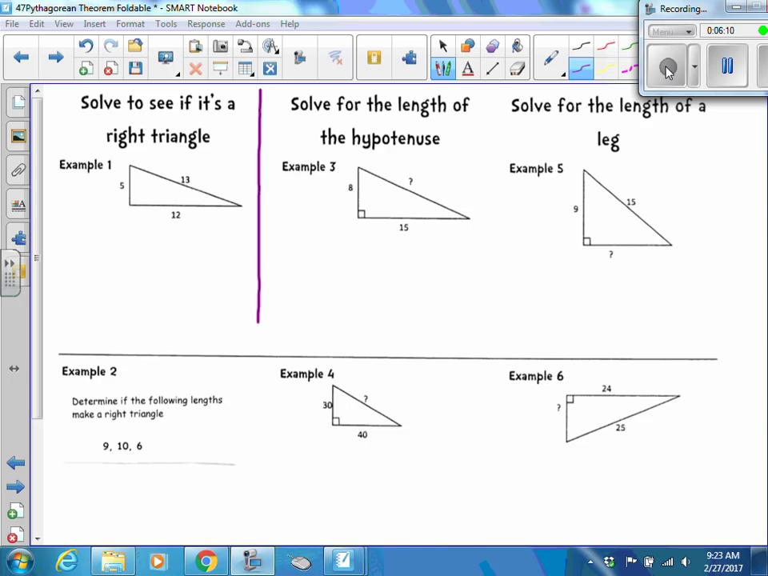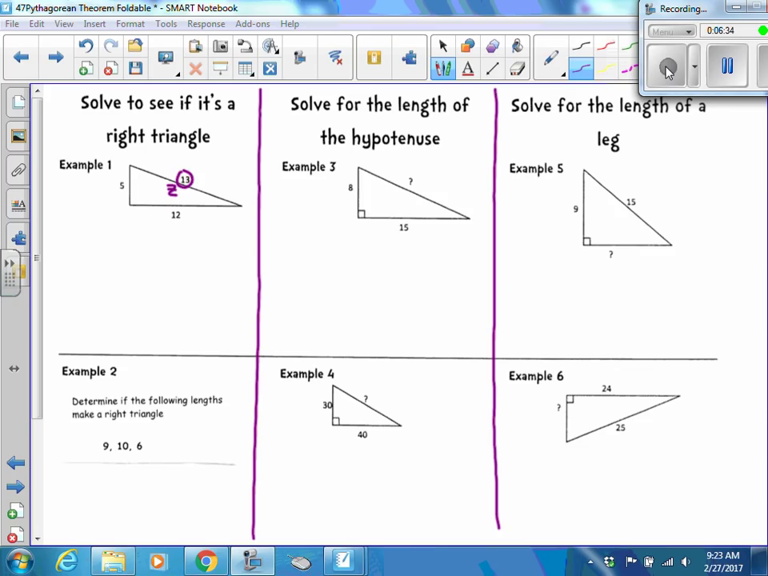I'm going to draw lines where you have the folds in your foldable, and we're going to do each section as we go from left to right. So for the first section, we're going to see if it's a right triangle or not. They give us the three sides of the triangle, and we're trying to determine if it's a right triangle or not. So what you want to identify first is your longest side. So I like to circle that, make sure I label it Z.